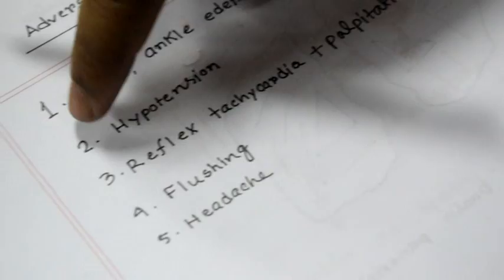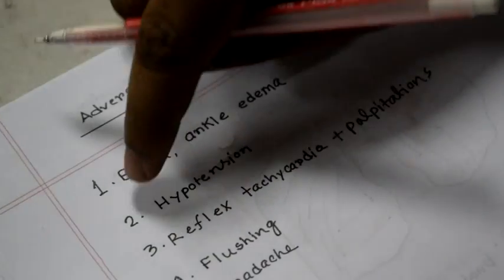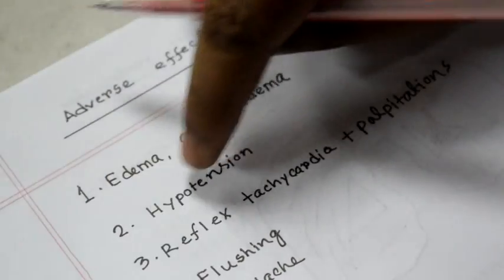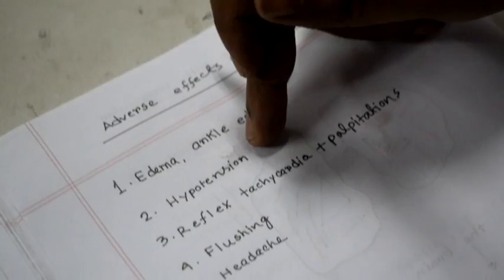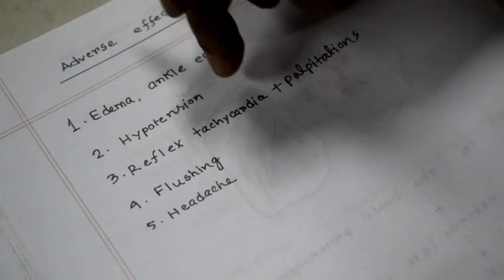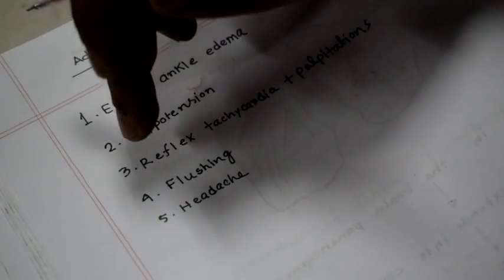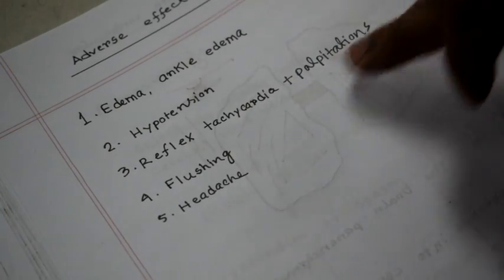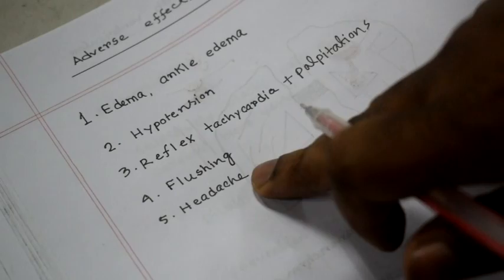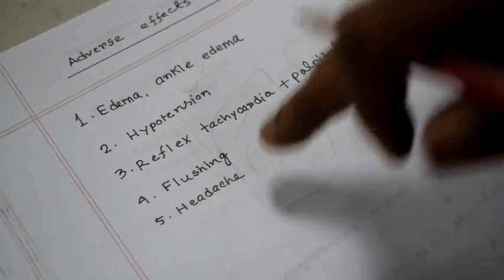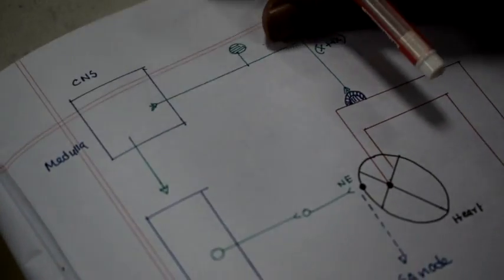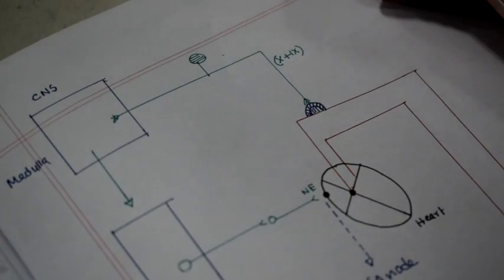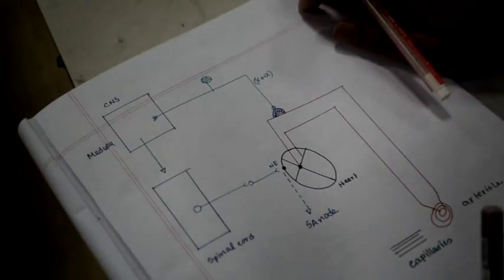Second important adverse effect is hypotension, because calcium channel blocker lowers your blood pressure. So if you dose excessively, this can lead to hypotension or lightheadedness. Third important thing, any vasodilator can cause reflex tachycardia and palpitations. Fourth important adverse effect is flushing, and any vasodilator can lead to headache. I will just explain one adverse effect of calcium channel blocker, that is reflex tachycardia.